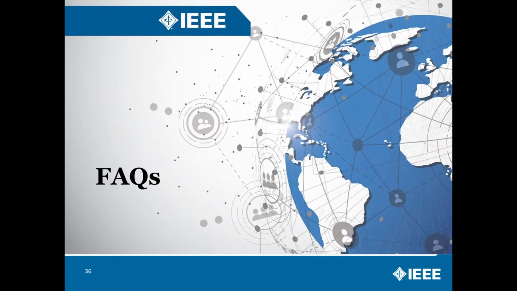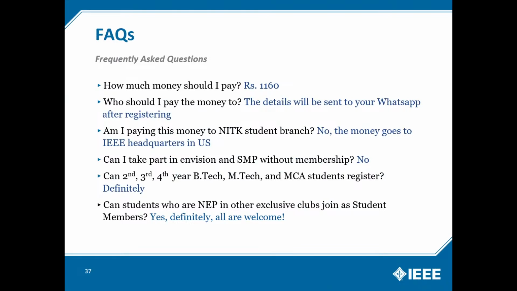So, moving to FAQs regarding the registration. How much money does the registration take? It takes 1,160 rupees. Who do you pay to? The details of exactly who you pay will be sent to you via WhatsApp, and you'll be added to a group with respect to the same.